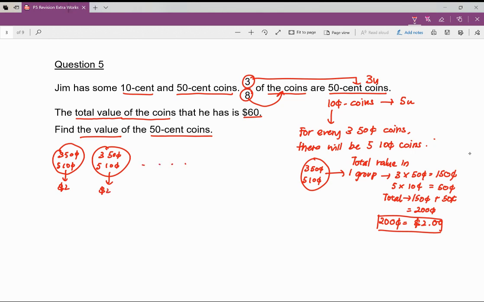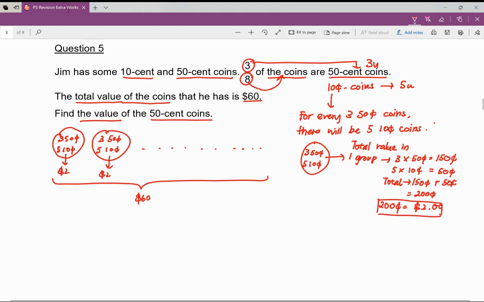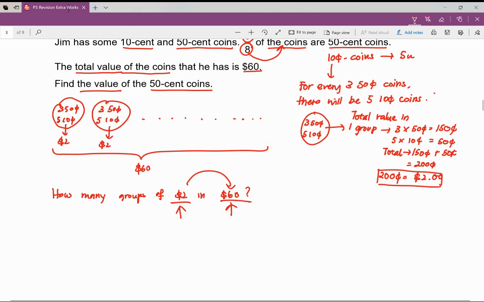So I don't know how many groups there are, but I know that at the end of the day, these groups of $2 will add up to $60. Okay? So I need to know how many groups are present in order for me to solve the question. So how many groups of $2 in $60? Okay, so you fill in the one in the back first if you're not sure. Then the front one should be related to what is given here. Okay, so if it's money, it must be money.